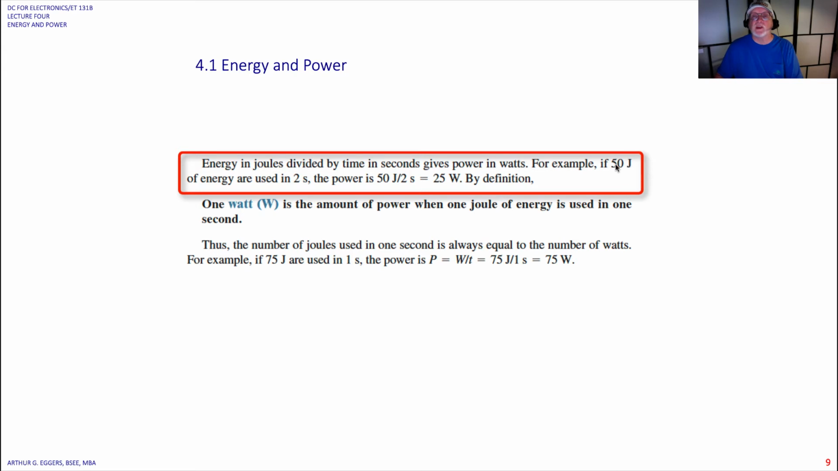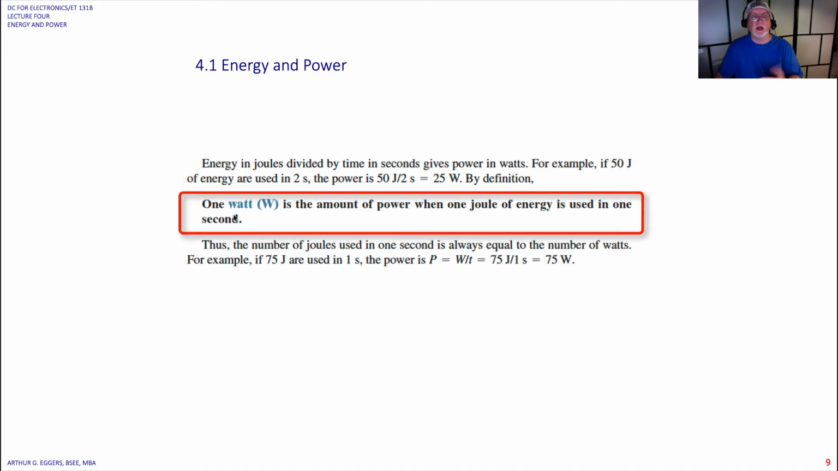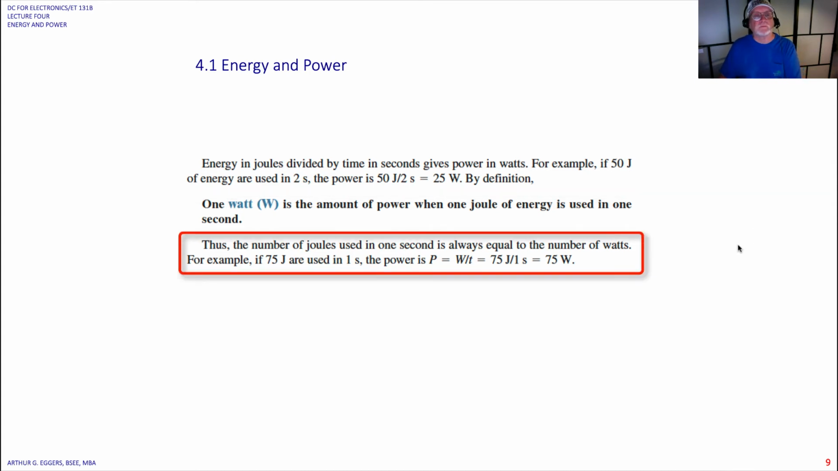So for example, if I have 50 joules of energy used in 2 seconds, 50 joules divided by 2 seconds gives me 25 watts of power. So by definition, we normalize things and tie everything to a value of 1 occasionally. 1 watt is the amount of power when 1 joule of energy is used in 1 second. So notice all the ones. It normalizes everything.